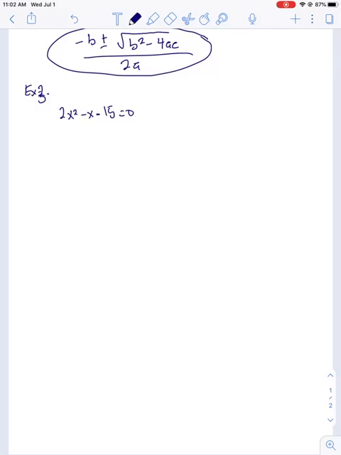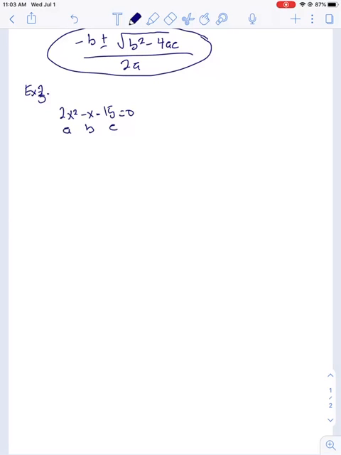Now the first thing you want to do in this type of problem is, we have a little bit of a trick that we can use to solve this. Whenever you have a number that is bigger than 1 next to the x squared, the a value, I'm going to show you a different way to approach this. So in this instance, this is a, this is b, and this is c. So a is going to be 2, b is going to be -1, and c is going to be -15.